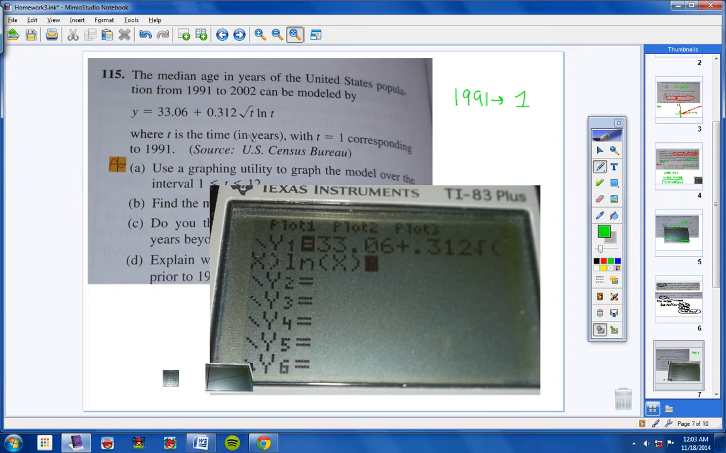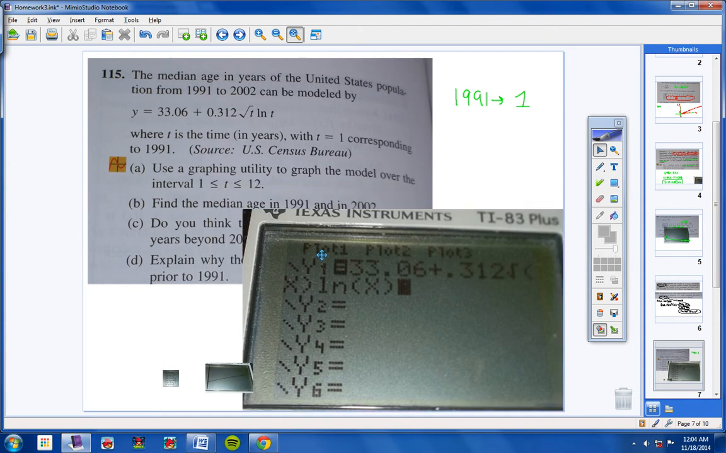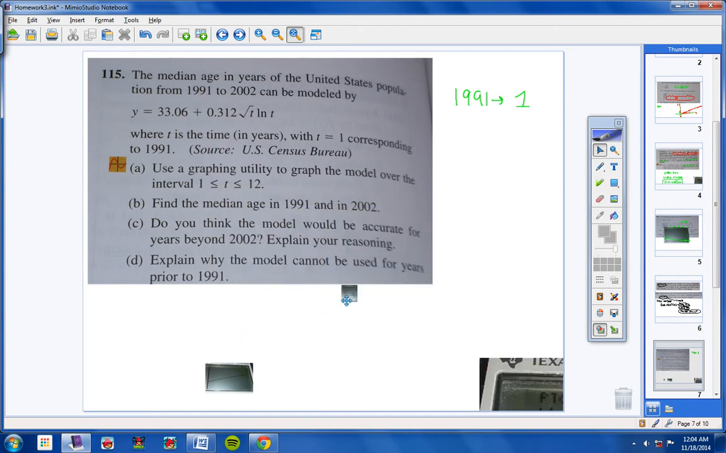33.06 plus 0.312, hit square root, put a t in, or an x, and then close your parentheses, and then hit natural log of x. You've got to close your parentheses after the square root of x. So it should look like this. Hopefully you guys can see this okay on the screen. Now next let's talk about our window. Now you know your x's are pretty simple, or your t. They've given it to you right here.